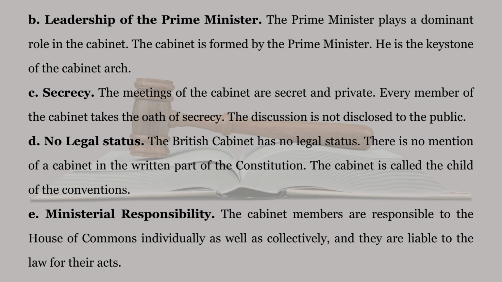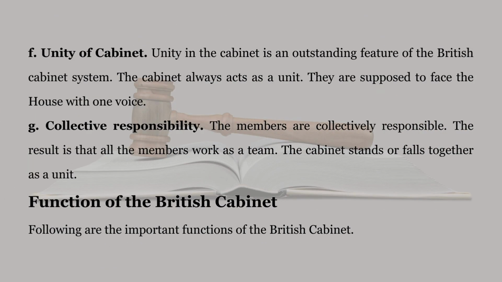E. Ministerial responsibility. The cabinet members are responsible to the House of Commons individually as well as collectively, and they are liable to the law for their acts. F. Unity of cabinet. Unity in the cabinet is an outstanding feature of the British cabinet system. The cabinet always acts as a unit. They are supposed to face the House with one voice. G. Collective responsibility. The members are collectively responsible. The result is that all the members work as a team. The cabinet stands or falls together as a unit.